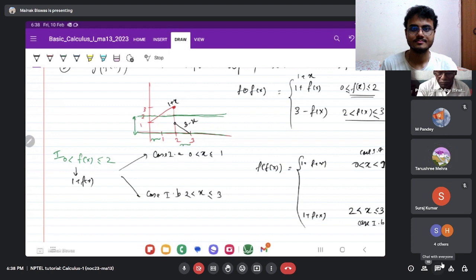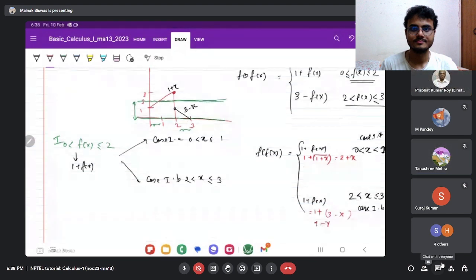So now what is the value of f of x between 0 and 1? How is it defined? 1 plus x. Very good. So it's 1 plus x, so it's 2 plus x, right? And in this part, how is f of x defined, in the second part, between 2 and 3? 3 minus x. Correct. So that's how you get 4 minus x, right?